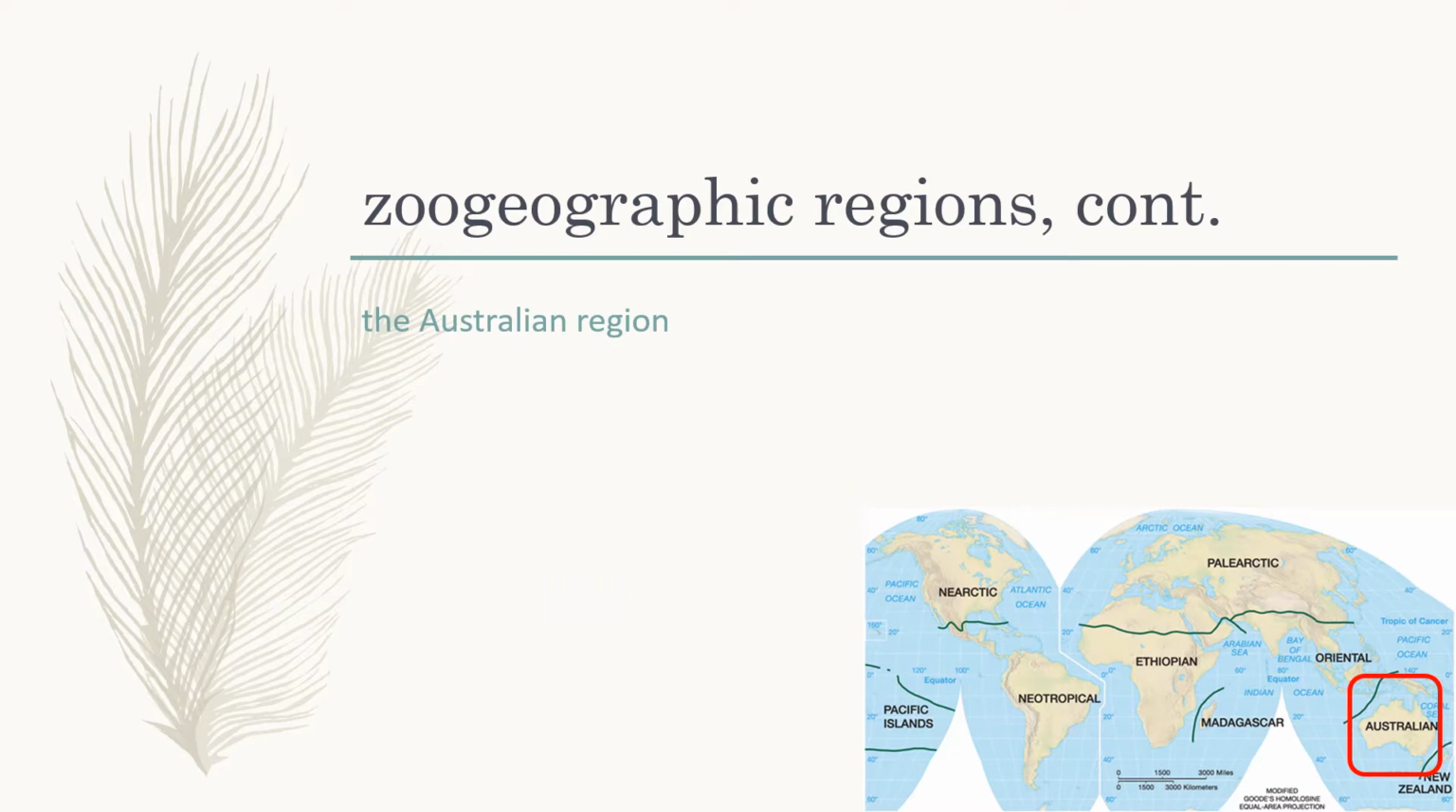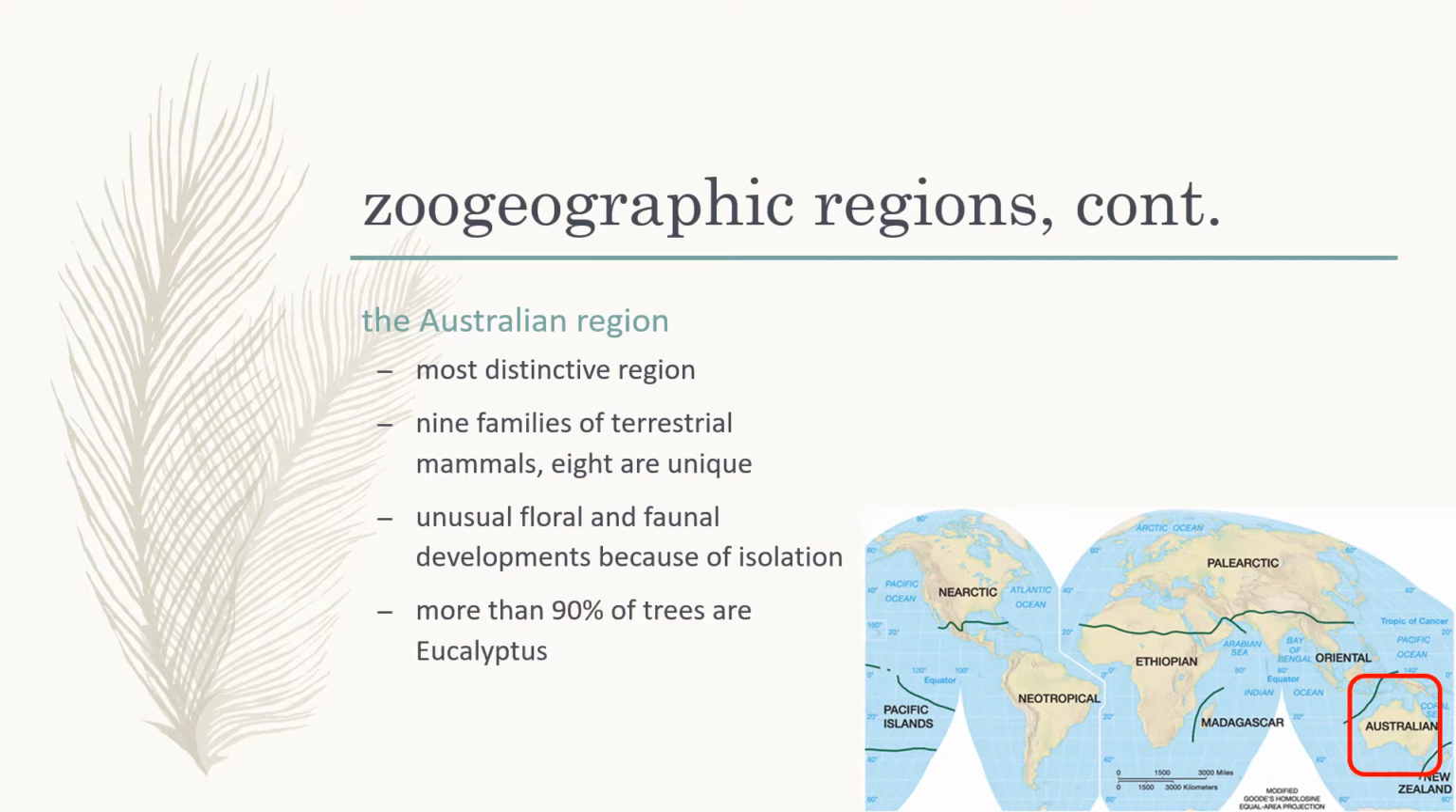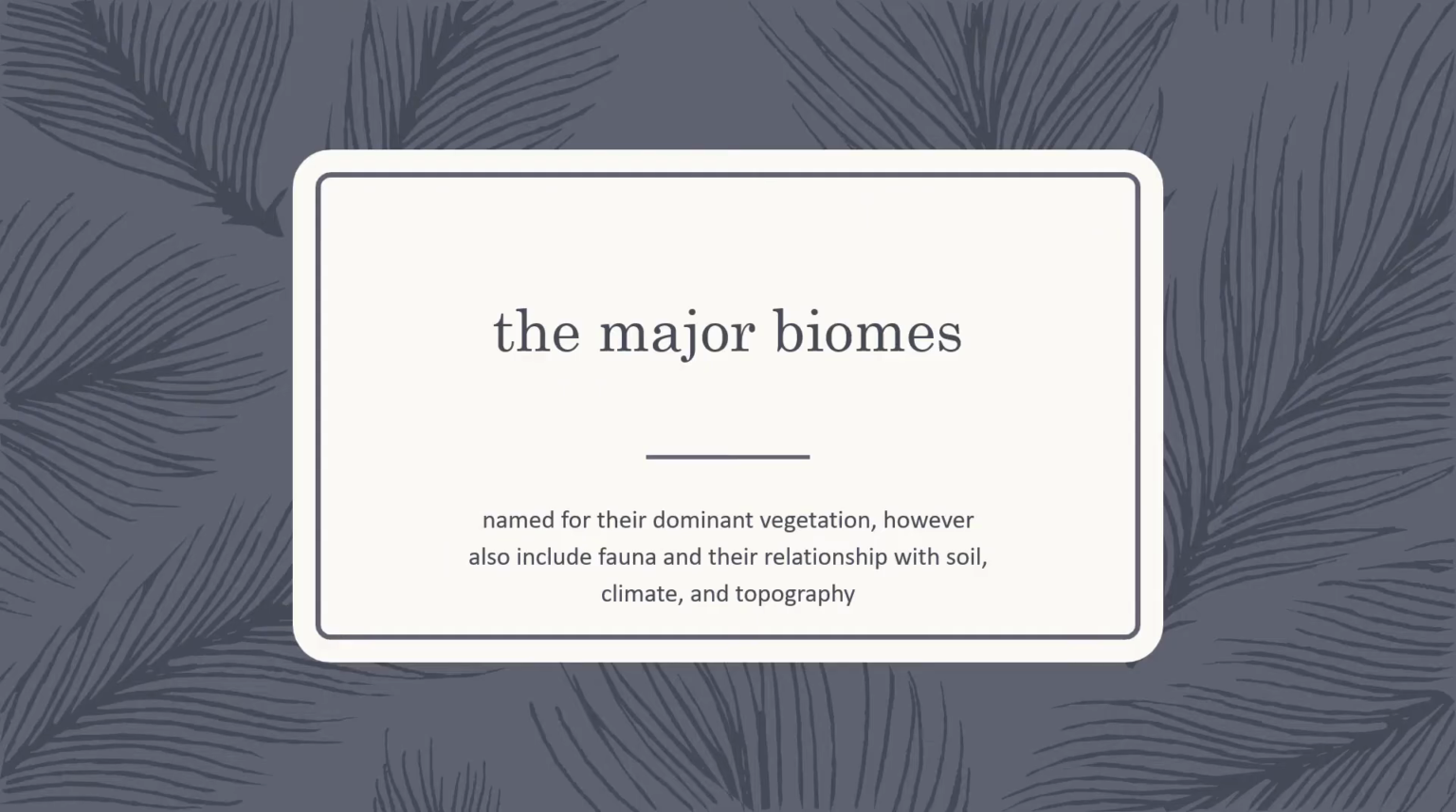The Australian region is located in Australia and is the most distinctive region of them all. It possesses 9 families of terrestrial vertebrates, and 8 of those families are unique to only this region. Isolation has affected this region's flora and fauna, but has not limited it like the isolation of the Pacific Islands. Another very unique thing about Australia is the fact that 90% of all its trees are eucalyptus trees.